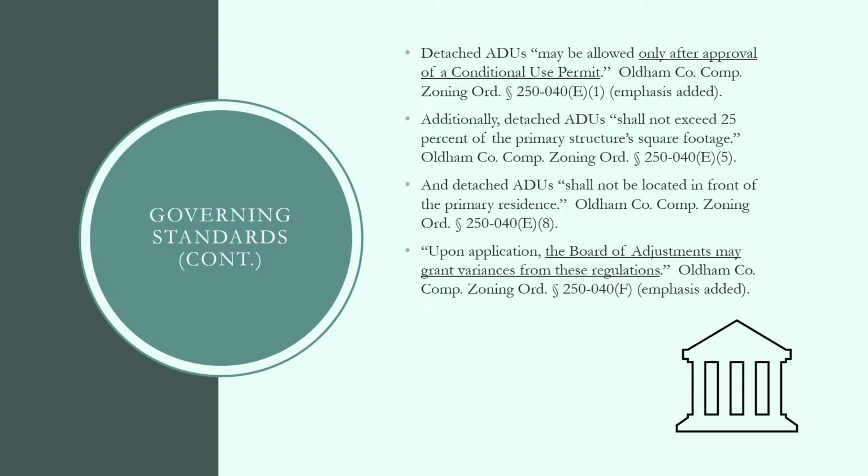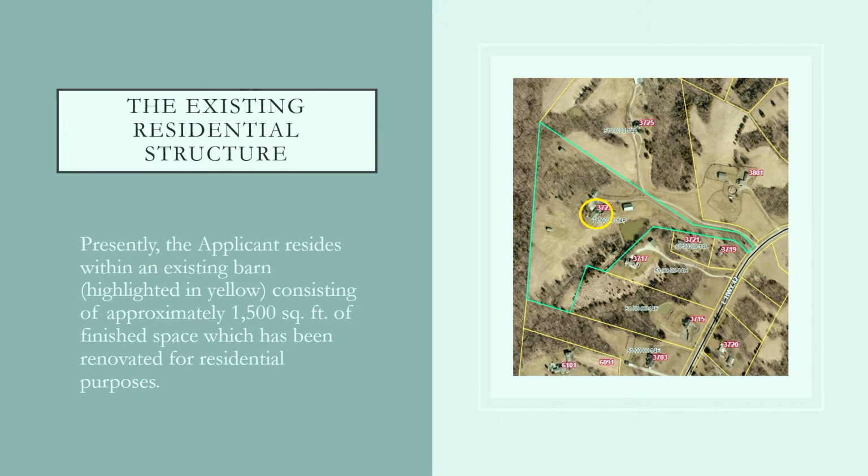Detached ADUs also shall not be located in front of the primary residence. In other words, when you come into a property, it shouldn't be sitting there first, in front of the primary residence. And again, that is something we are also asking you all to consider a variance for here today. And that is a permissible request on our behalf, as the regulation provides that, upon application, this body may grant variances from these regulations, also within the ordinance.